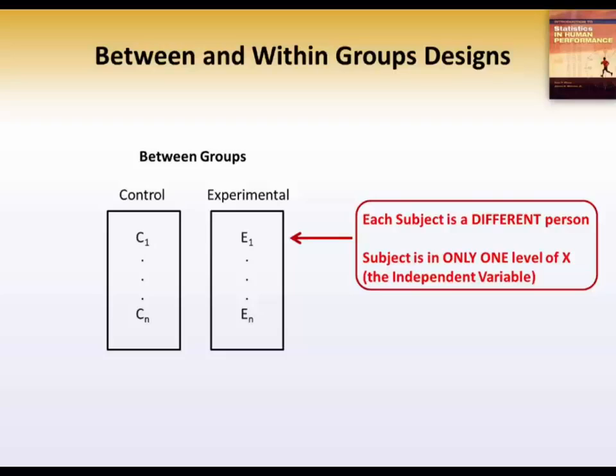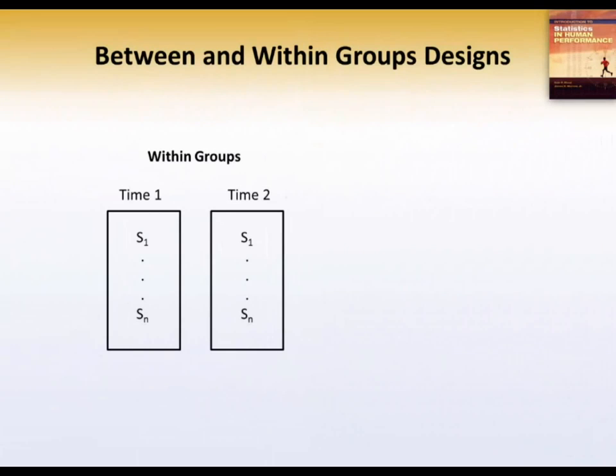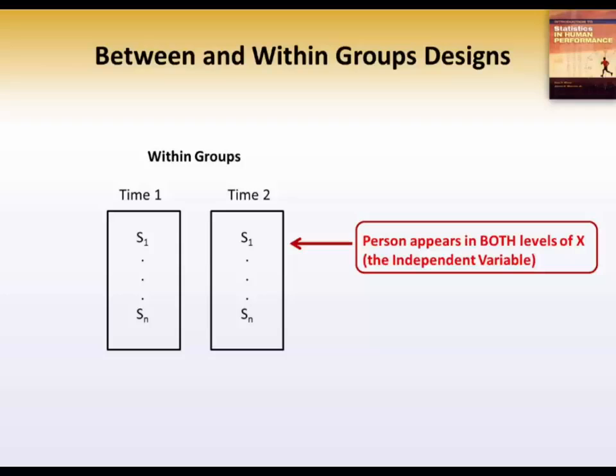That's differentiated from a within groups design. We've already seen a between groups design with the independent t-test. The between groups design is differentiated from the within groups design. Notice here with the within groups design we have subjects and we have time 1 and time 2. In this case, a person appears in both levels of X, the independent variable, so people are measured across time. We've seen that in the dependent t-test.